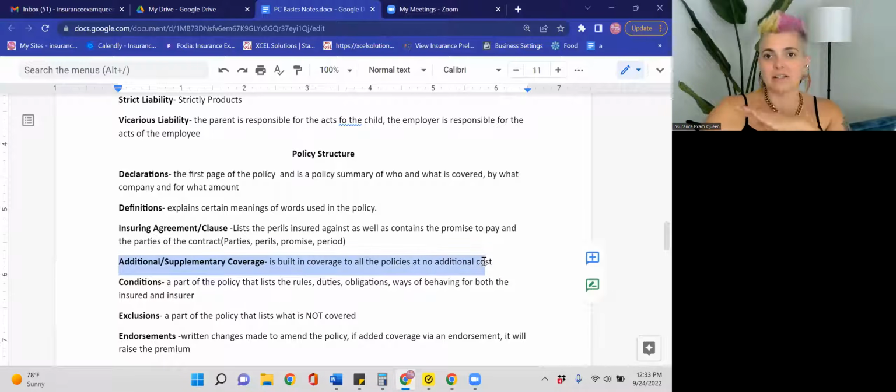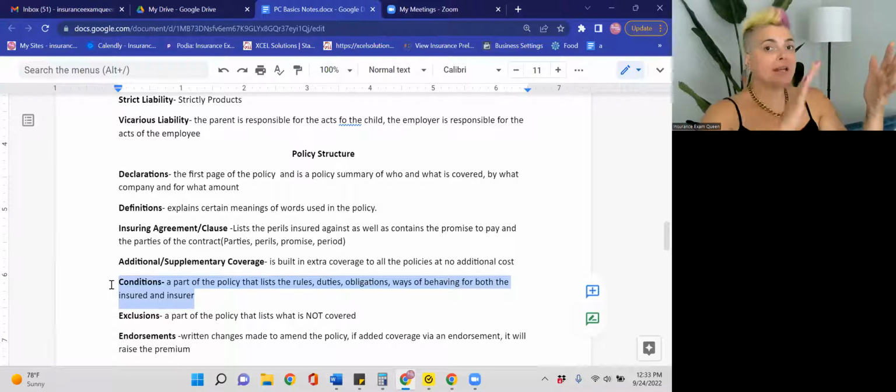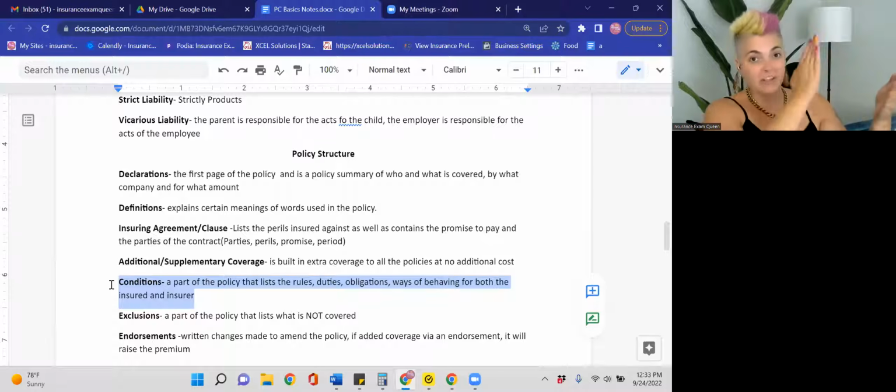Okay, so additional or supplementary is going to list out all the built-in extra coverages at no additional cost. Built-in extra coverage to all the policies at no additional cost. Okay, now conditions. So again, you're looking at your policy, you look at the declaration page, it declares you are the insured by this insurance company, you have this much money for your coverages, you're at this location, here's a brief description of the house, you flip the page, definitions, you and your means this, cool, flip the page, insuring agreement, here's coverage A, coverage B, here's the perils that we all promised to pay for, flip that. Additional coverages, here are the extra coverages that you get at no additional cost, cool, flip that.